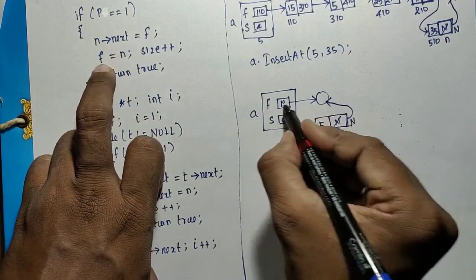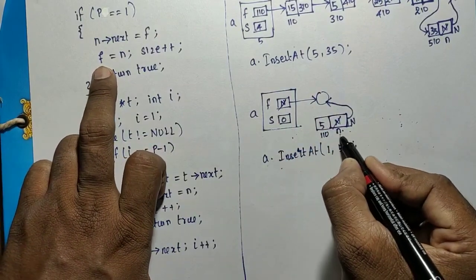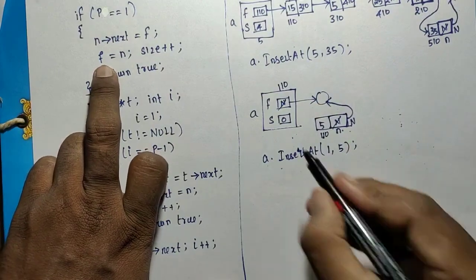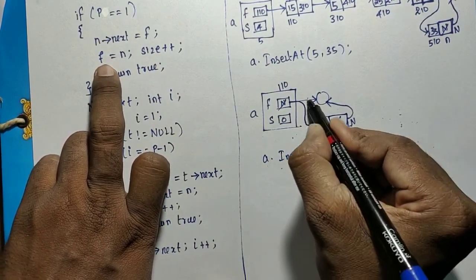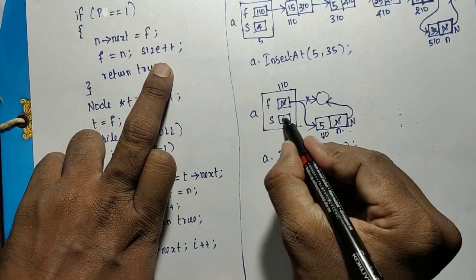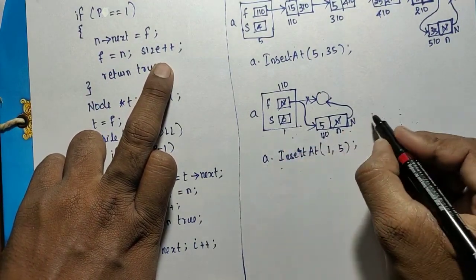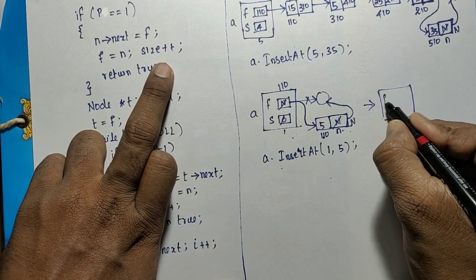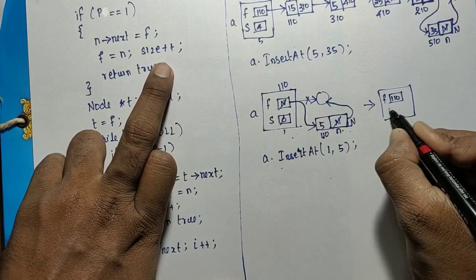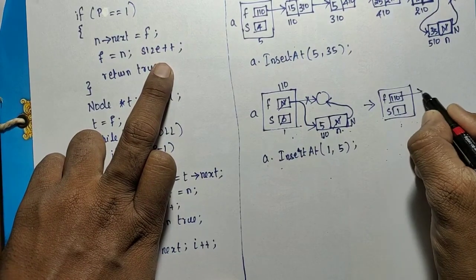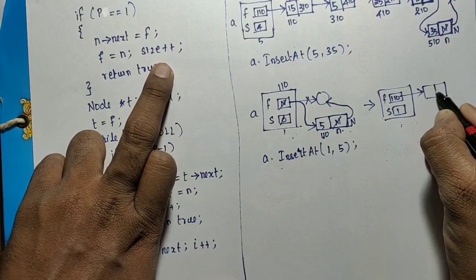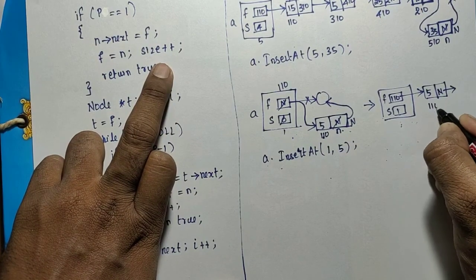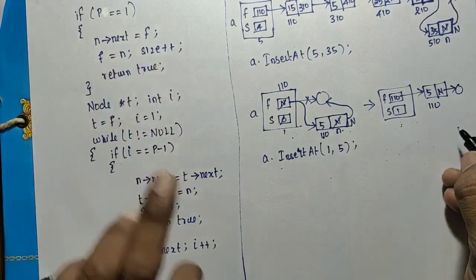And then f equal to n. f content is going to be changed to n. n is nothing but 110. So 110 is going to be copied to here. So it is creating this link and this link will be cut. Size plus 1. So after inserting, the list will have only one node. f contains 110 and size equal to 1, and it is pointing to the 5 and then null. This is 110. So this is the content after inserting.